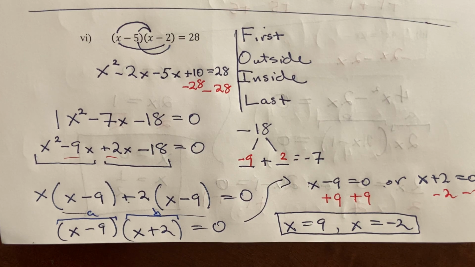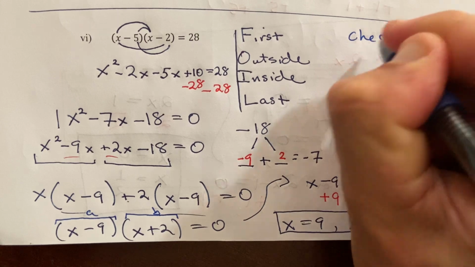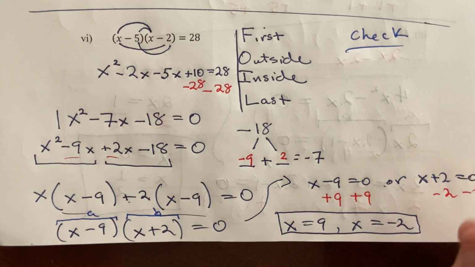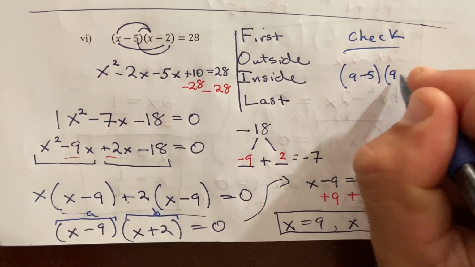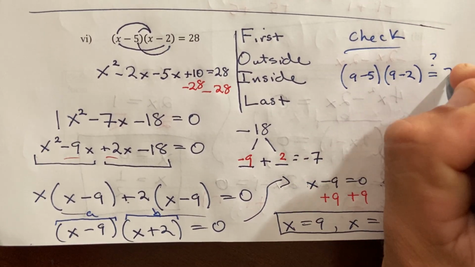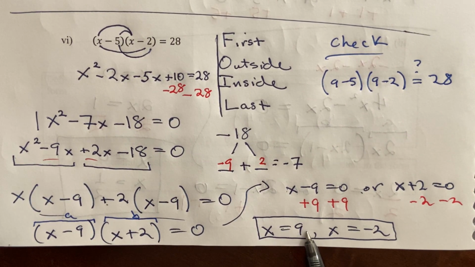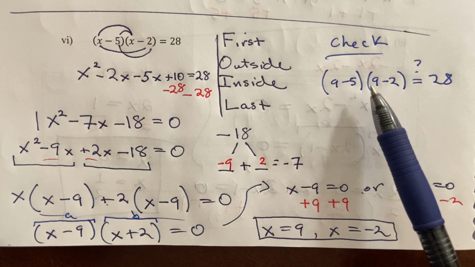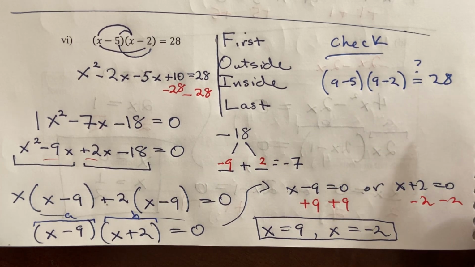Maybe let's take a moment to check that. I'll just do a check up here. I'll just check with 9, but they both need to work. Mind you, I'm just going to save a little time. So is it true that 9 minus 5 times 9 minus 2 is equal to 28? All right, so I'm just checking with 9. You would need to go back and check with negative 2 though, right? So 9 minus 5, 4. 9 minus 2, 7. 4 times 7 is 28.